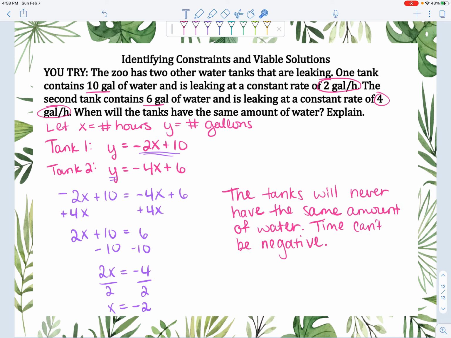Time can't be negative. So I know that these word problems can be a little bit challenging, but like I said, it just takes some practice. If you do them enough, they start getting a little easier.